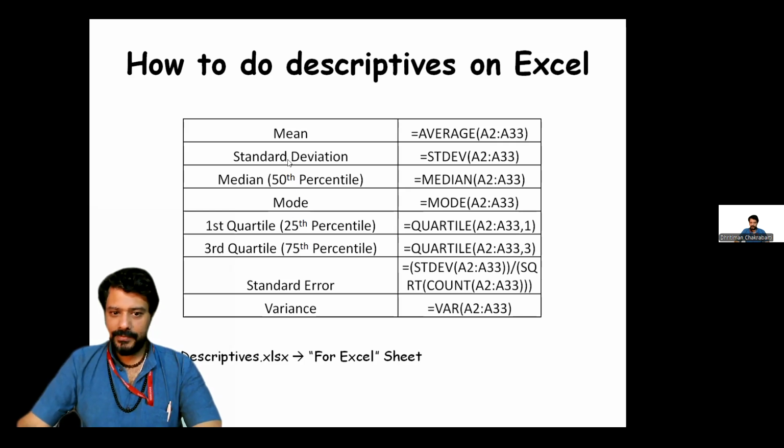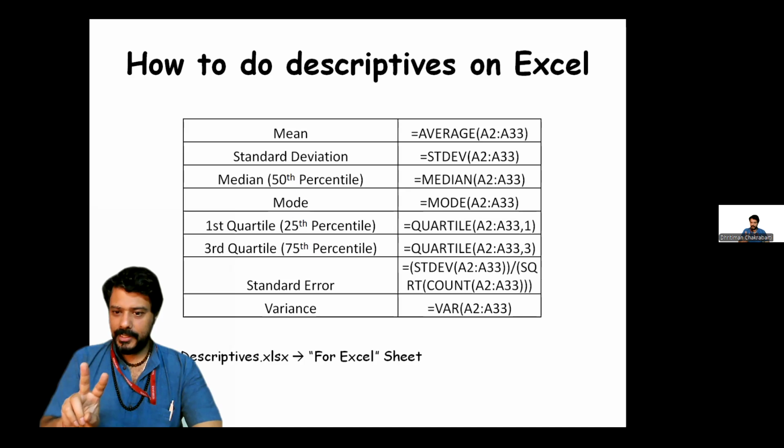Similarly, for standard deviation, the function is stdev. For the 50th percentile or median, your function is median. For mode, it is mode. For quartiles, you have two arguments that you need to provide. The first argument is the data series, and the second argument is which quartile you want, like first quartile, second quartile, or third quartile.